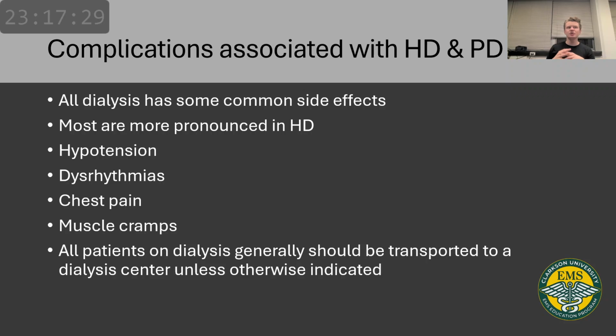All right, complications associated with both hemo and peritoneal dialysis. They all have some things in common because they're all still dialysis. They all involve removing fluid volume, which can lead to hypotension. They can lead to dysrhythmias and muscle cramps. Those are very electrolyte based things. Potassium, calcium, and sodium are really important for muscle function, which can lead to dysrhythmias because our heart is a muscle, but also to muscle cramps elsewhere in the body.